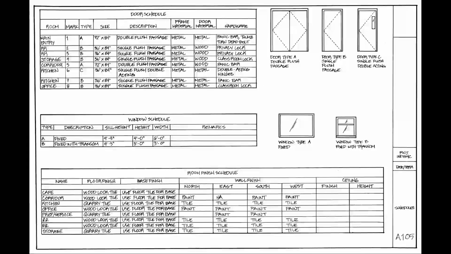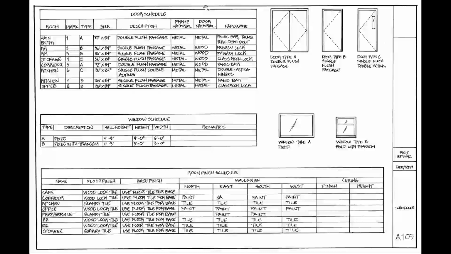What you're seeing on this sheet is a series of schedules, and there's a lot of information here, which we will get to in due time. But for right now, I want to focus just on this top part, which is the door schedule. And you can see we've got a door schedule, which is a pretty simple table with columns and rows. And then we have a series of elevation drawings of the doors themselves over here to the right.